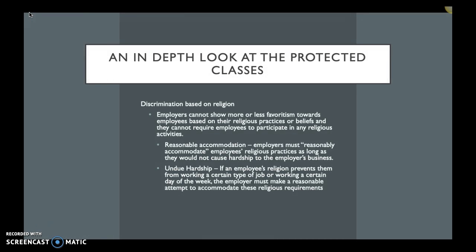So we'll go into a look at the protected classes here. The first one I'll talk about is discrimination based on religion. Employers cannot show more or less favoritism towards employees based on their religious practices or beliefs, and they cannot require employees to participate in any religious activities. They have to reasonably accommodate the needs of an employee unless it would cause them undue hardship. Typically, undue hardship means that it would hurt the business if the accommodation were to be made. So if an employee's religion prevented them from working a certain type of job or working on a certain day, the employer has to make a reasonable attempt to accommodate these religious requirements unless it would hurt their business.